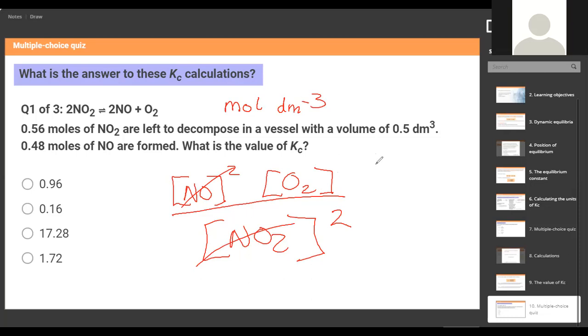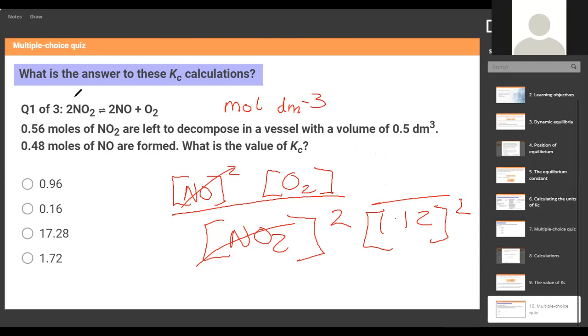But we're going to do 1.12 to the power of 2. And we're also going to have, what have we got? Oh no, that's not NO2. This is me not reading properly. Well, we do have that, but that will be on the bottom. Sorry, so that'd be 1.12 squared here. How many moles are formed?